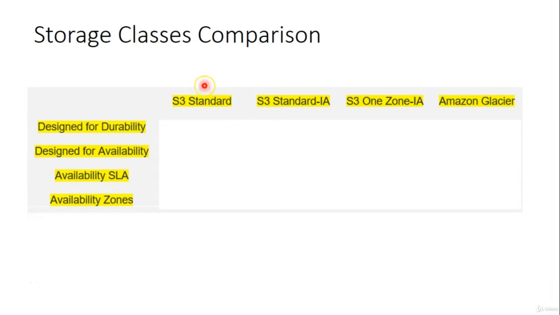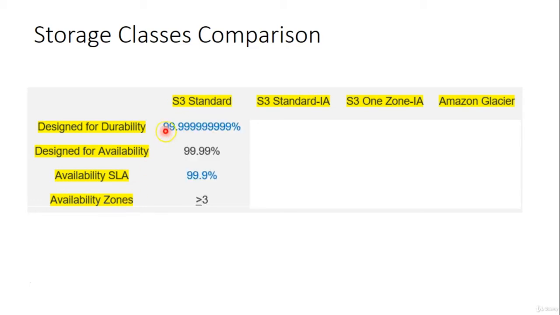Now let us compare the 4 storage classes based on these 4 parameters. We have S3 standard, S3 standard IA, S3 one zone IA and Amazon Glacier, and we will be comparing them for durability, availability, SLA and availability zones. So let us see what happens in case of S3 standard.